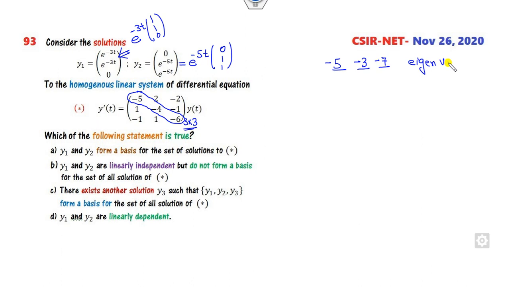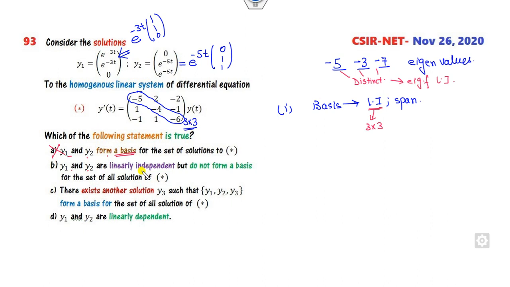Now we can check the options. The first one says they will form a basis. What is the meaning of a basis? They are linearly independent and they will form a span. But it clearly says that y1 and y2 are 3 cross 3. So the dimension of the linearly independent set must be 3 cross 3. And these are all distinct eigenvalues, so the corresponding eigenfunctions are linearly independent. So it does not form a basis because it is not linearly independent and spanning. Y1 and y2 are linearly independent.